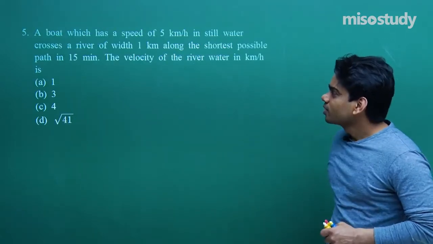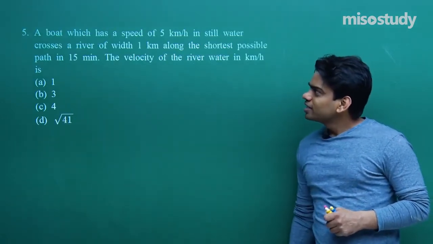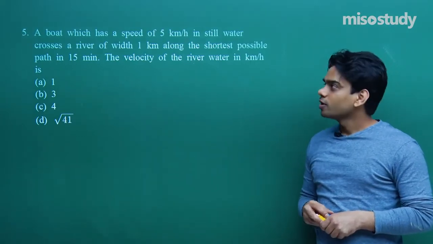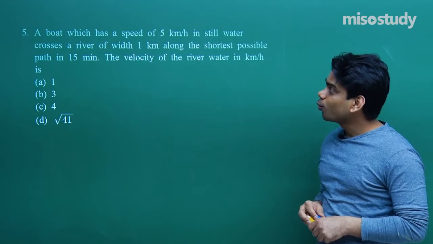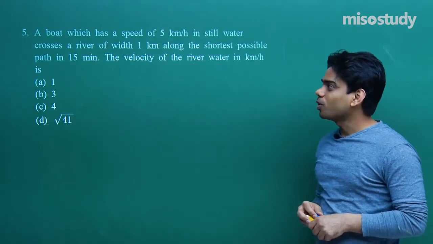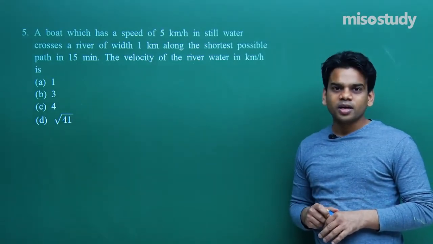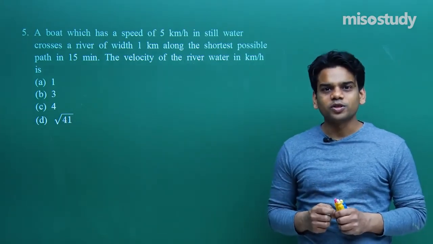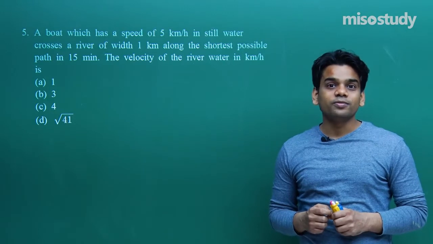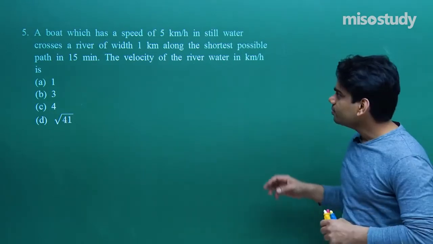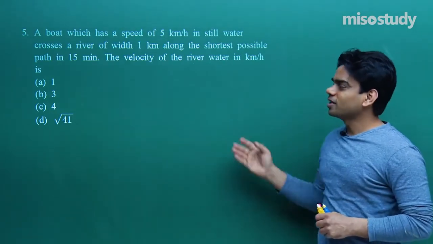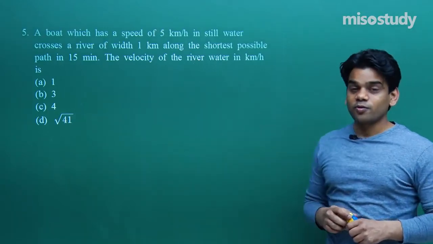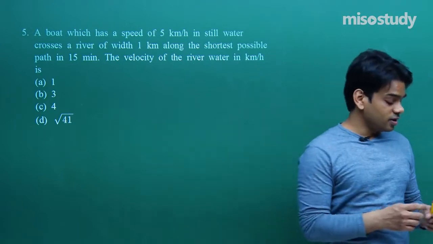Next problem. A boat which has a speed of 5 km per hour in still water crosses a river of width 1 km along the shortest possible path in 15 minutes. I believe you must be remembering the shortest possible path, the shortest possible distance that I have talked with you about in the river boat problem. The velocity of the river water in km per hour is? So we have to find out the velocity of the river.